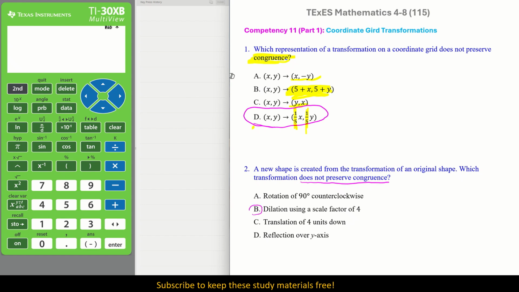B is the dilation. It will not preserve congruence because not only do you have the word dilation, you also have the term scale factor. Both of those are no. Again, that reiterates: if you see the word rotation, that preserves congruence, your isometries. Translation will preserve the shape. Reflection also preserves the shape. All right, let's look at number 3.